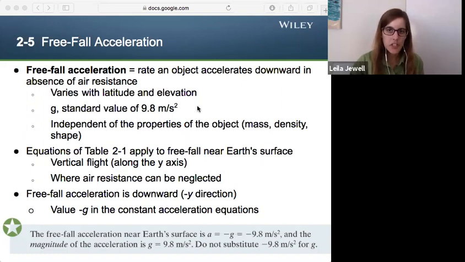An interesting thing about free fall acceleration is even though it does have some latitude and elevation dependence, it is independent of the properties of the object itself: mass, density, shape. So the acceleration should be the same regardless of the object. They should accelerate together.